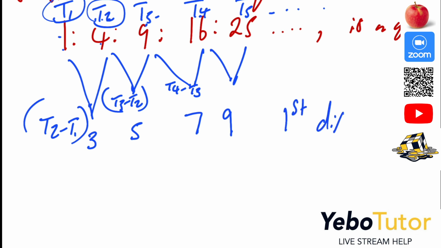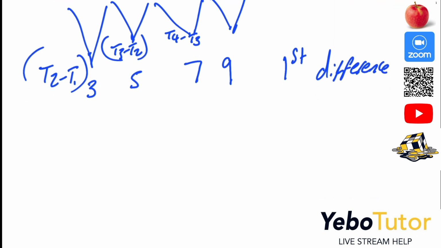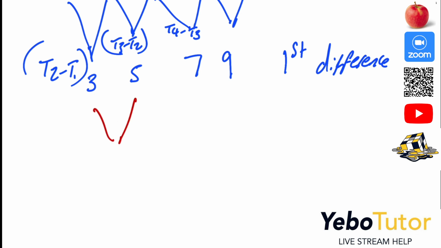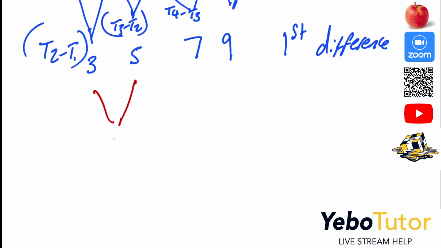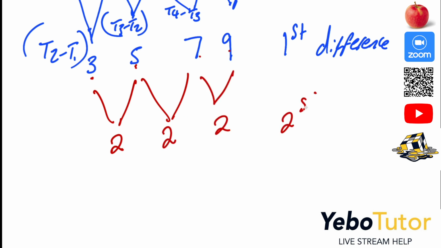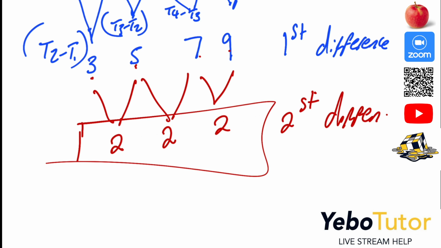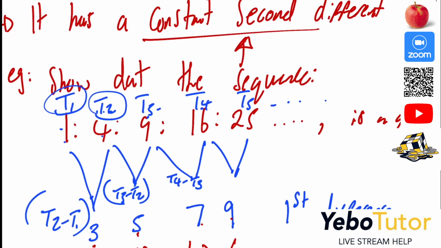But to prove that this is a quadratic sequence, it has to have a constant second difference. So now let's look for the second constant difference. 5 minus 3 is 2, because the term in front minus the previous term. Then 7 minus 5 is 2. 9 minus 7 is also 2. So this is our second difference, and we can see that it is constant. Therefore, we can confirm that this is a quadratic sequence.